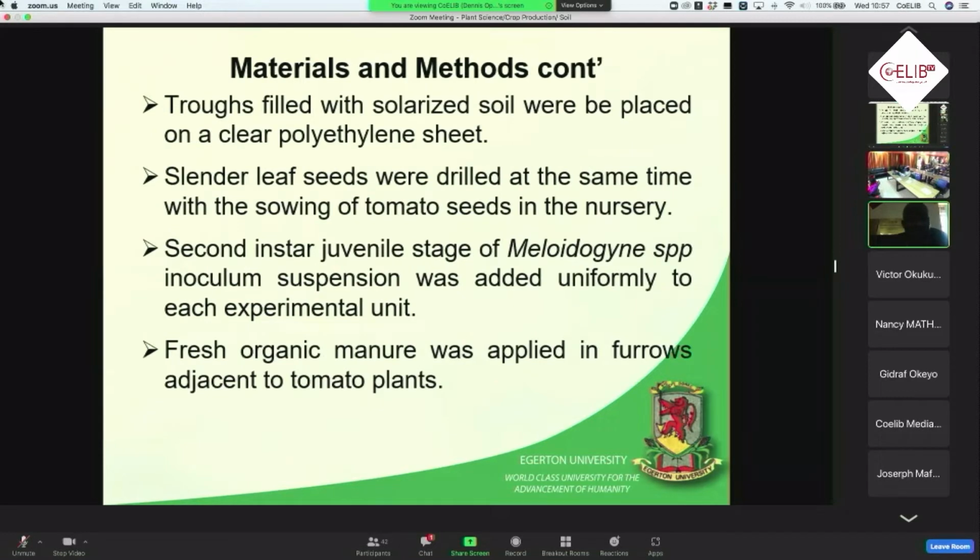We used traps which we filled with sterilized soil and placed on a clear polythene sheet to prevent the nematodes from penetrating from the land, to avoid contamination. The slender leaf seeds, which were used as the intercrop, were planted in the sterilized soil at the same time when the tomato seeds were sown in the nursery bed. Two weeks after transplanting, the second juvenile stage of Meloidogyne species inoculum was added uniformly in all experimental units, and at the same time fresh manure was applied in furrows adjacent to the tomato plant.